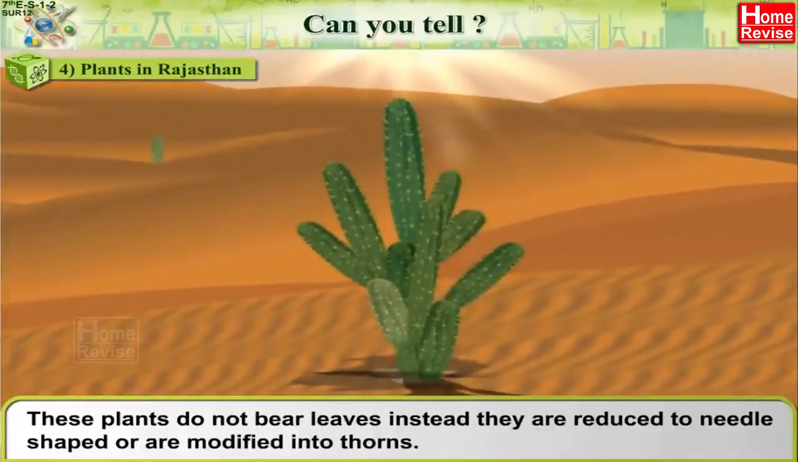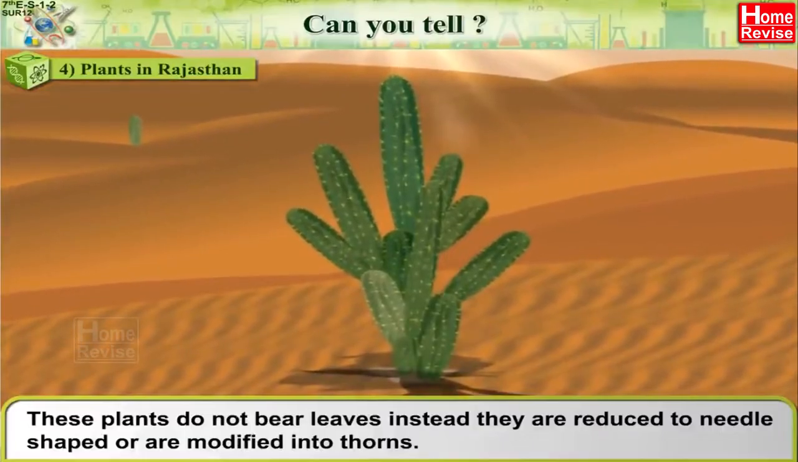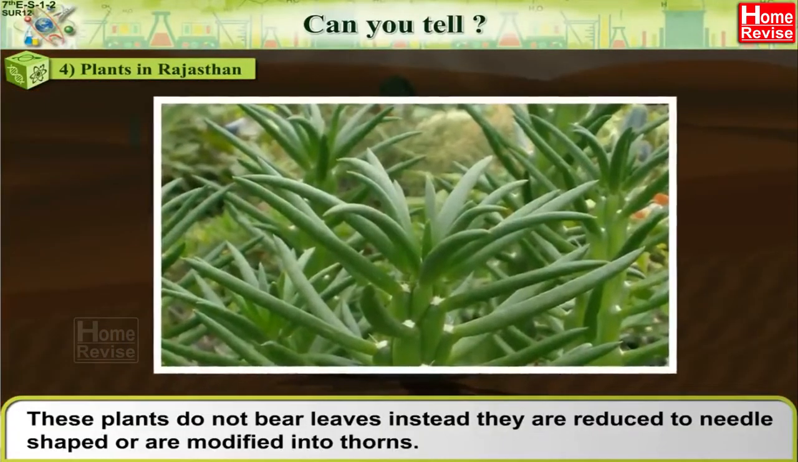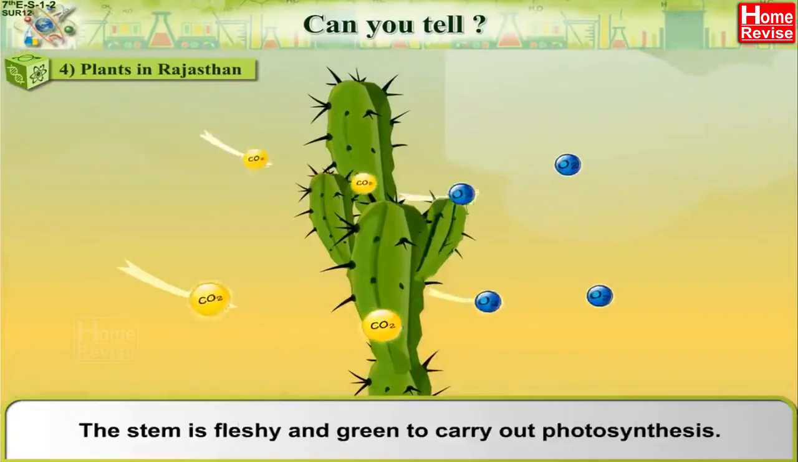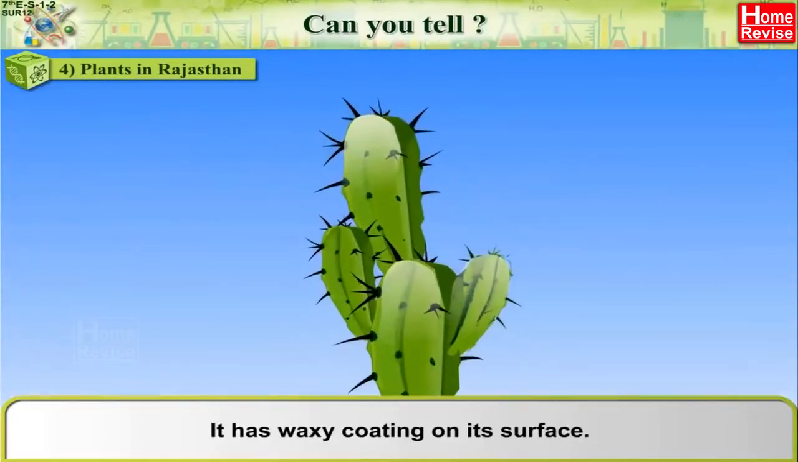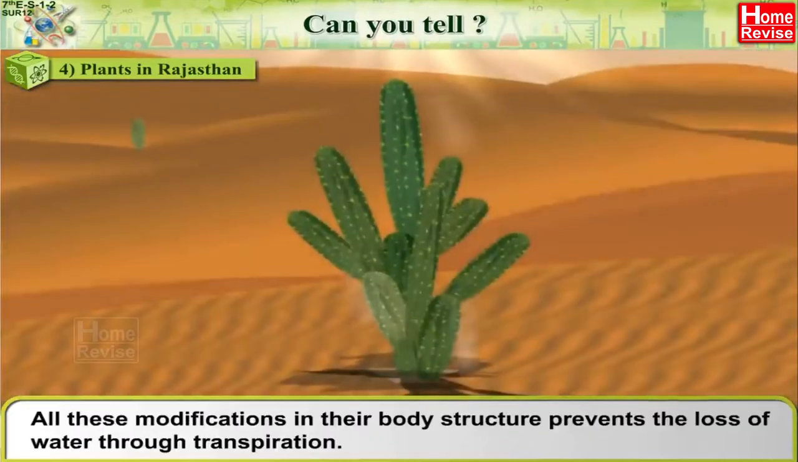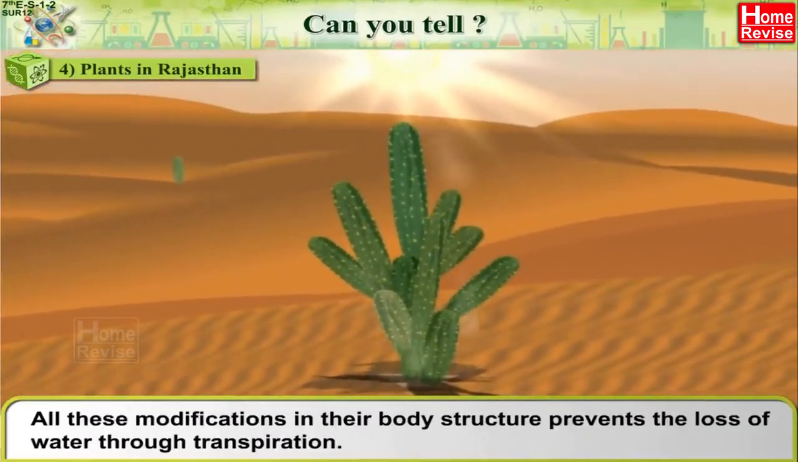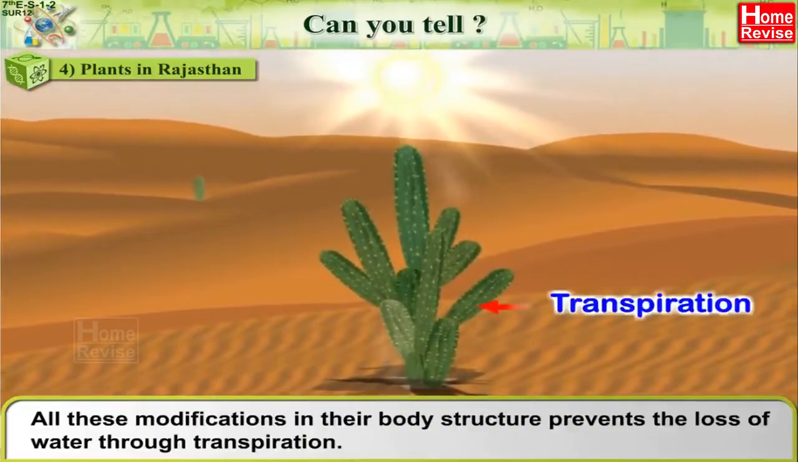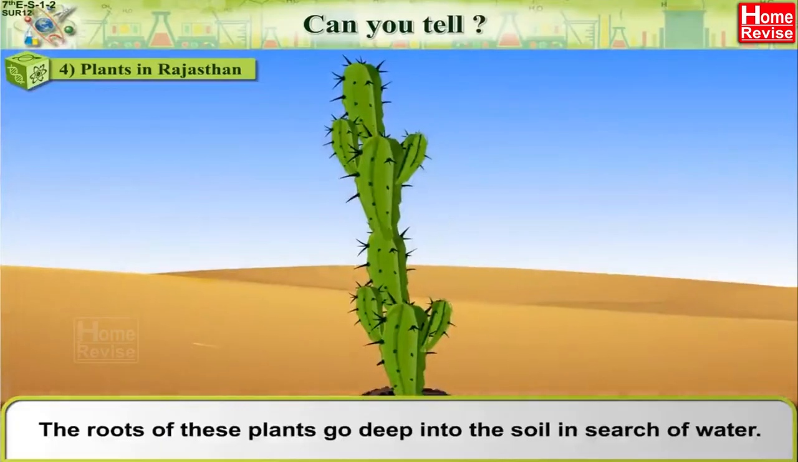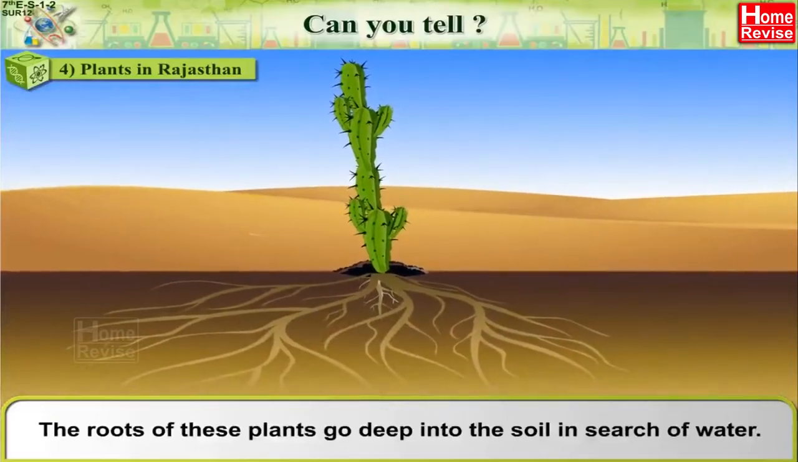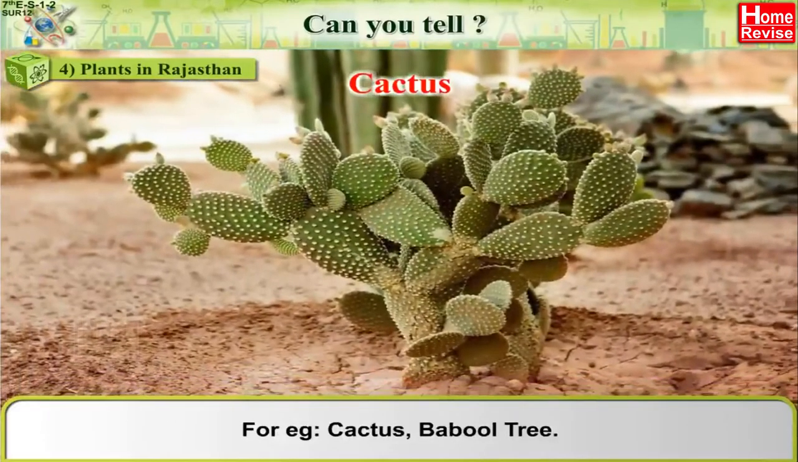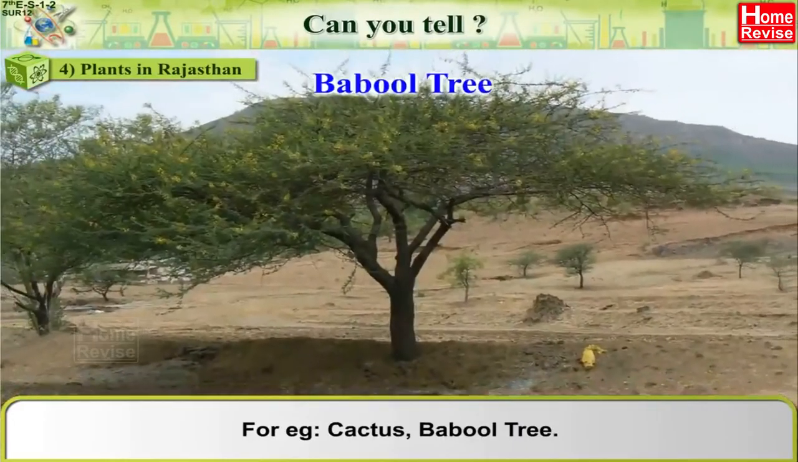These plants do not bear leaves. Instead, they are reduced to needle-shaped or are modified into thorns. The stem is fleshy and green to carry out photosynthesis. It has waxy coating on its surface. All these modifications in their body structure prevents the loss of water through transpiration. The roots of these plants go deep into the soil in search of water. For example, cactus, babool tree.